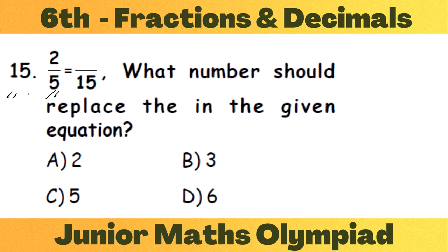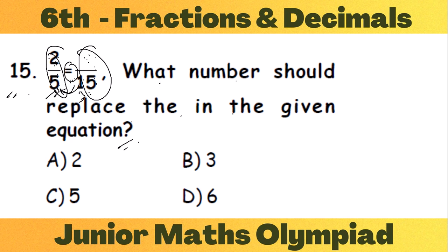Next question children, 15th question. 2 by 5 equal to dash by 15. What number should replace in the given equation? Here they have given 2 by 5 equals to one more fraction. LHS side fraction equivalent to RHS side fraction. When they represent same value, though the numerator and denominator are different, they become equal or equivalent. Means they should be multiplied or divided by the same number.